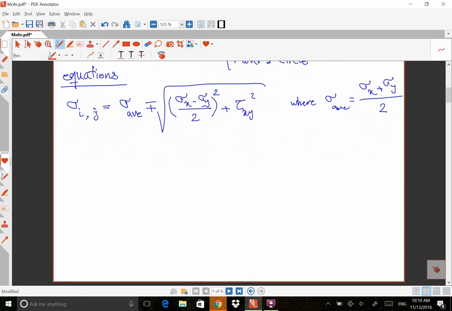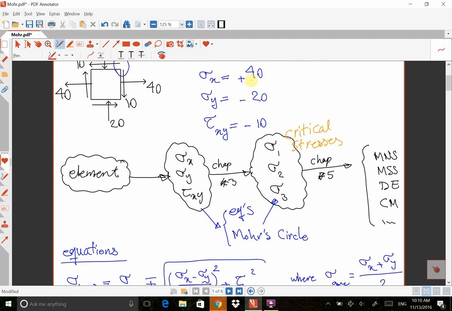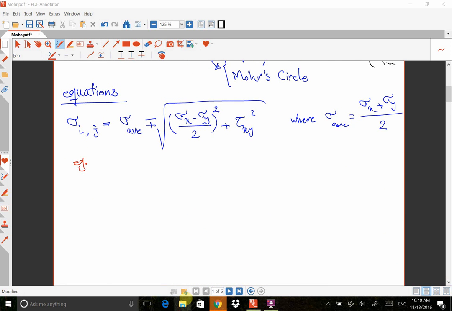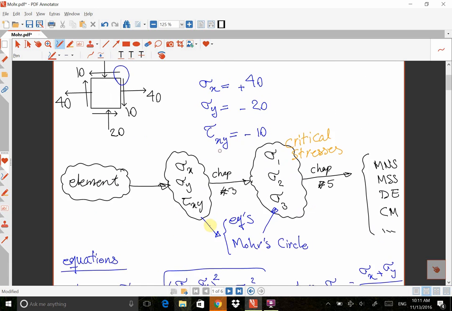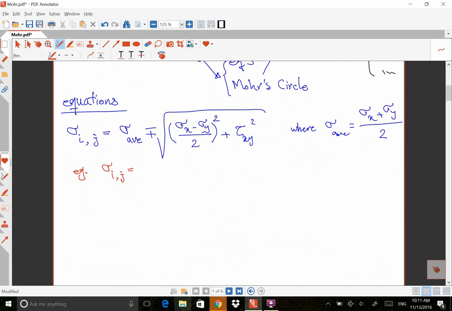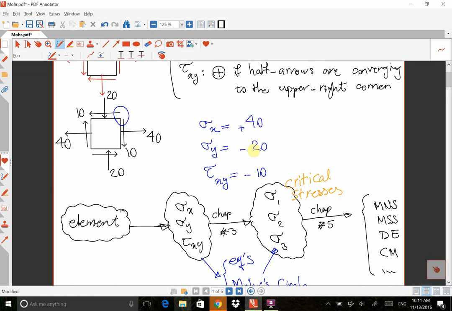For example, in our case here, sigma x is plus 40, sigma y is minus 20, and tau is minus 10. So if I want to find two of the stresses here, I can say sigma I and sigma j equal sigma average, the average of these two numbers. 40 plus minus 20 is 20, divided by 2 is 10. 10 plus minus 40 minus minus 20 is 60, 60 divided by 2 is 30.